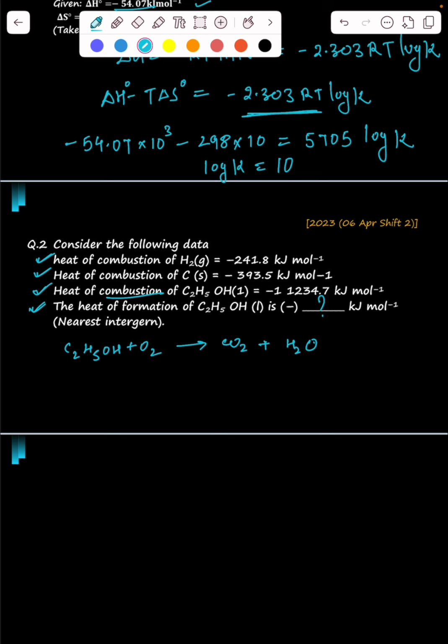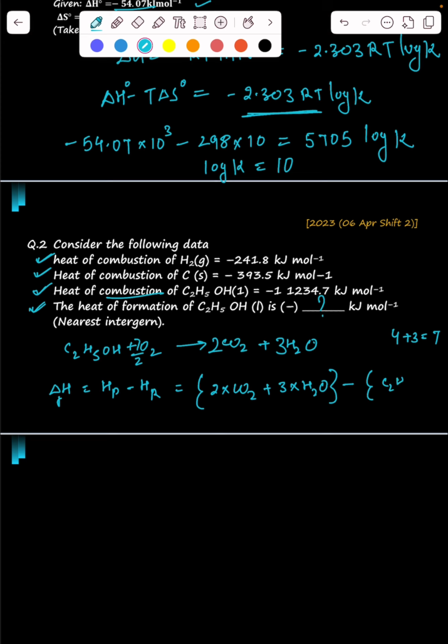Let's do the balancing. So carbon twice, so that should be twice. Hydrogen is 6, so this should be 6. And oxygen, how many oxygen do we have? 2 to the 4 plus 3, 7. So we can write 7 by 2. Simply apply, delta H formation would be equal to HP minus HR. So we have the product 2 into CO2 plus 3 into water energy, minus the alcohol energy, that is C2H5OH, and oxygen की हमें पता है that should be 0. Oxygen would be 0.